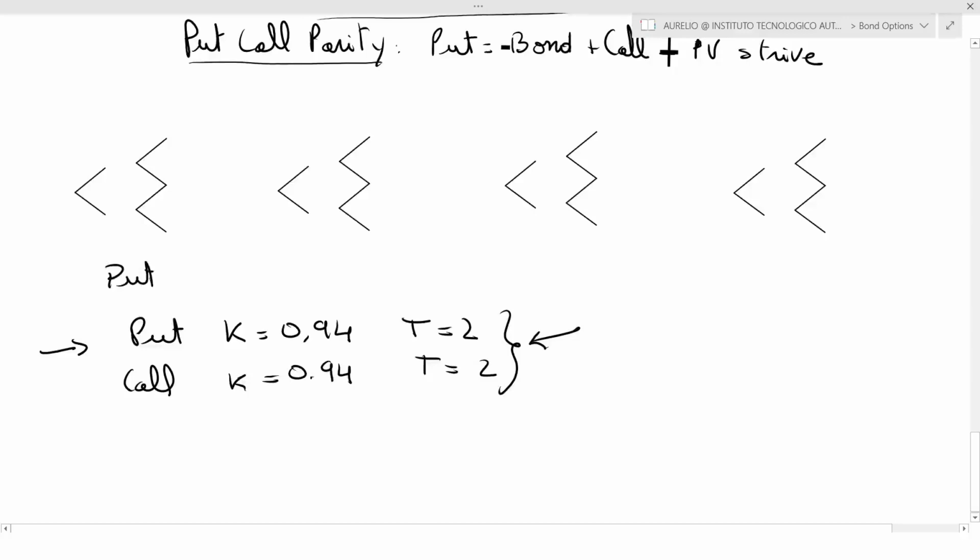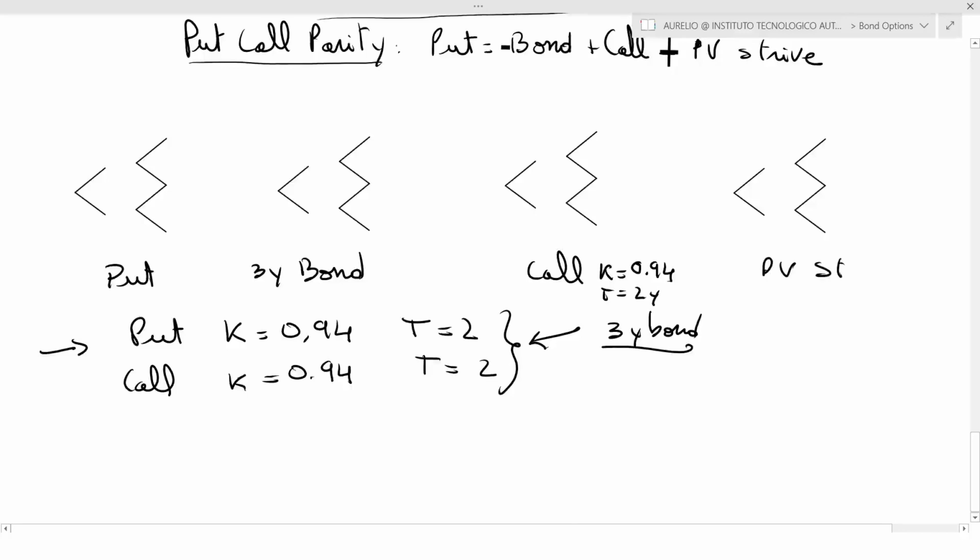So here I want to determine the price of the put. Here I'm going to put the price of the bond. What bond is this going to be? It has to be the underlying bond, and I didn't specify here, but for the put option I want to compute, the underlying is the 3-year bond. Here I'm going to put the call price of the option that has a strike of 0.94 and a time to maturity equals 2 years, and the underlying is the 3-year bond. And finally, I'm going to put here the PV of the strike.